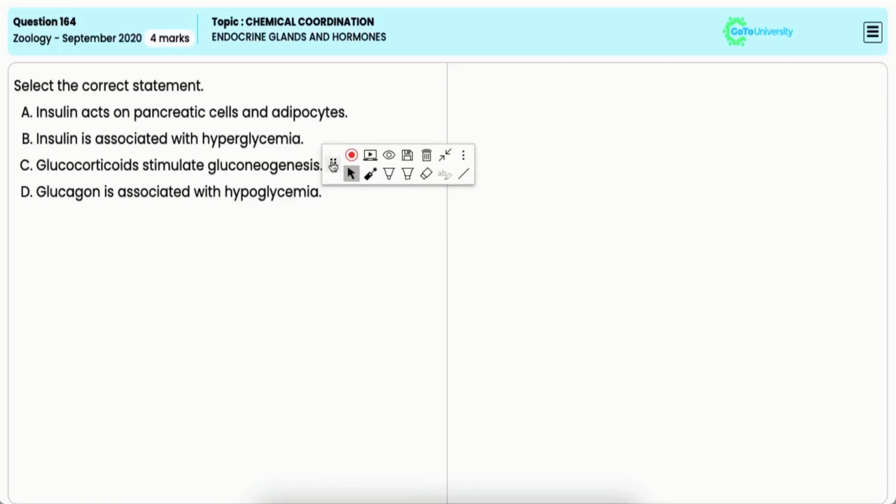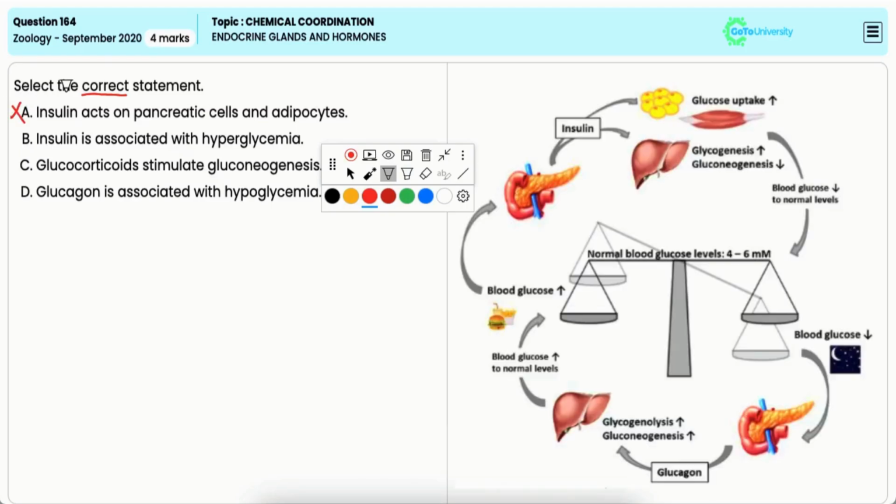In this question, you have to identify the correct statement. Option A, insulin acts on pancreatic cells and adipocytes. This is incorrect. Insulin primarily acts on adipocytes, muscle cells, liver cells, but it does not act on the pancreatic cells.